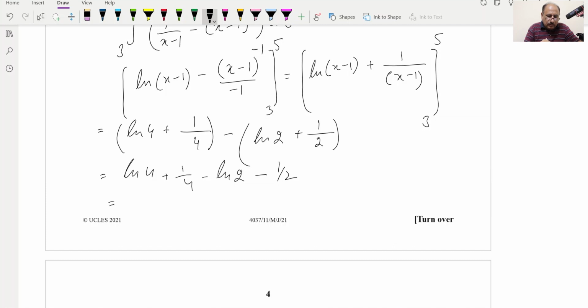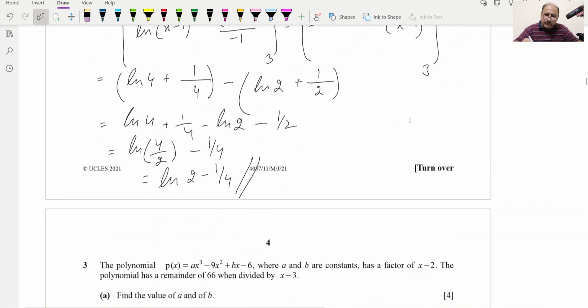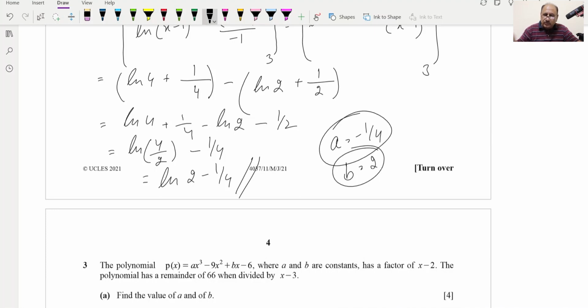and log 4 and log 2 we can write as log of 4 over 2, and 1 by 4 minus 1 by 2 will be minus 1 by 4. Further we can write it as log 2 minus 1 by 4, and this will be the final answer, which is basically in the same format, a plus log b, where a is minus 1 by 4 and b is 2. So these are the values.